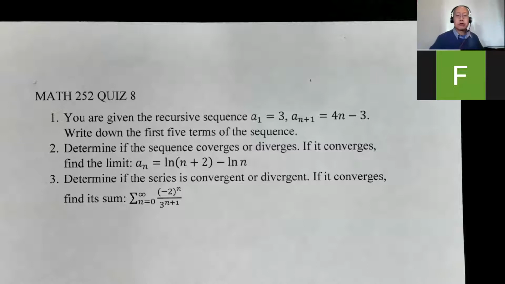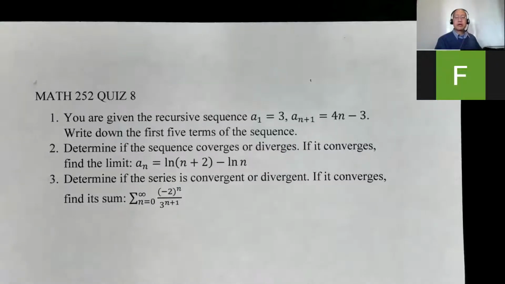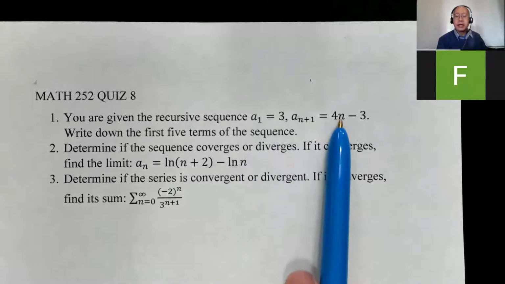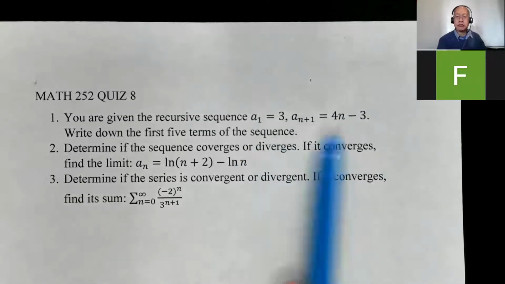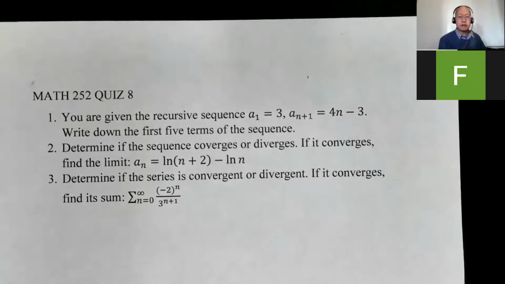Number one, you were given a recursive sequence. A1 is 3, so they're already telling you the first term. And a sub n plus 1 equals 4n minus 3. Write down the first 5 terms of the sequence. Okay, so no big deal. The basic pattern is starting with the first number, plug into here, that gives you the second number, then plug it back in to get the third number, then plug it in, right? Just keep following that pattern. It should not be that hard. Okay, I think the number at the end ends up pretty big, but that shouldn't really bother you that much.